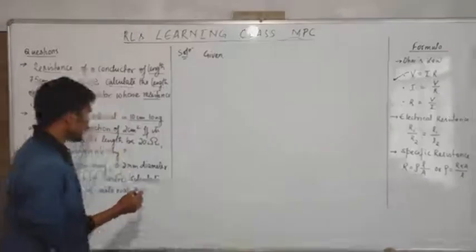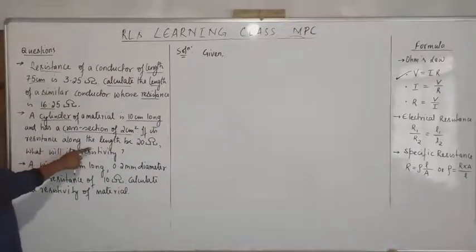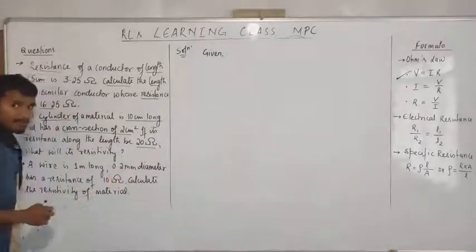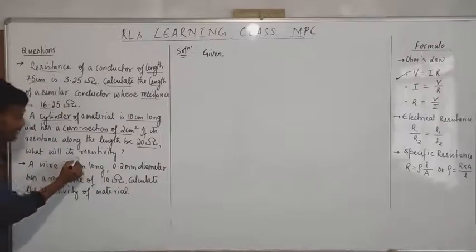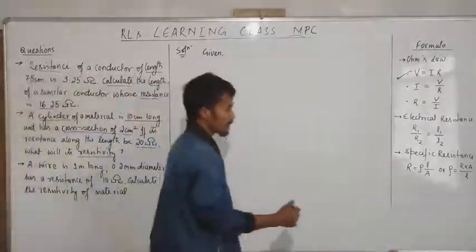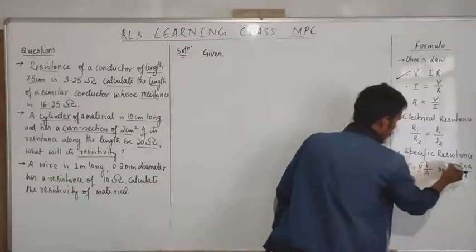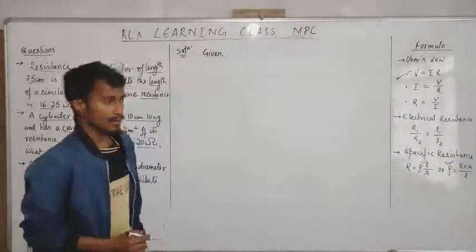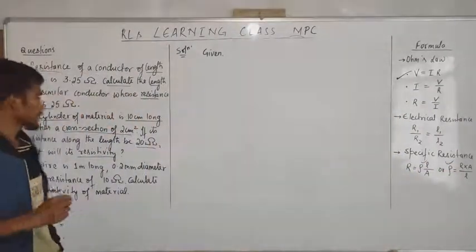Okay, if its resistance along the length is 20, they give the resistance also, and we need to find the resistivity. Resistivity means this symbol rho here, this one. This will be called resistivity. Okay, write first what is given.